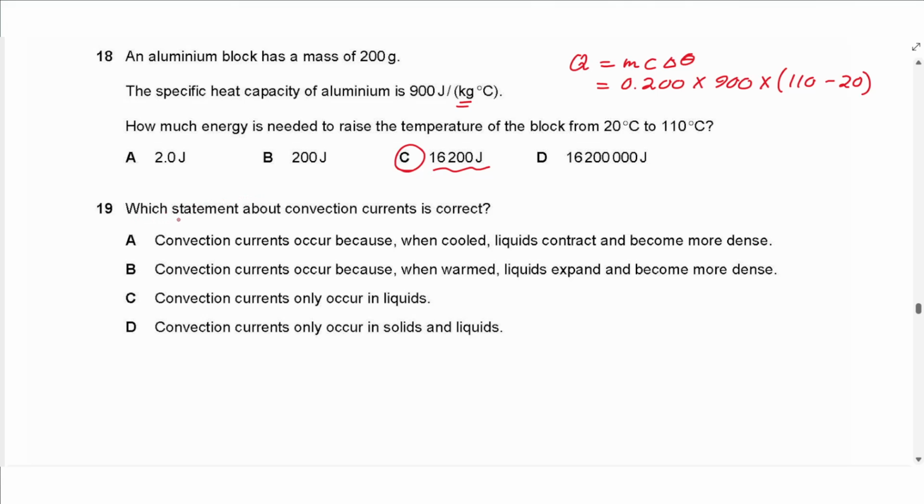Question 19 says which statement about convection currents is correct? Convection currents occur because when cooled, liquids contract and become more dense. That is correct. Not expand and become more dense when warmed. Convection currents only occur in liquids. No, they also occur in gases. Convection currents only occur in solids and liquids. No, they do not occur in solids. So the answer here is A.